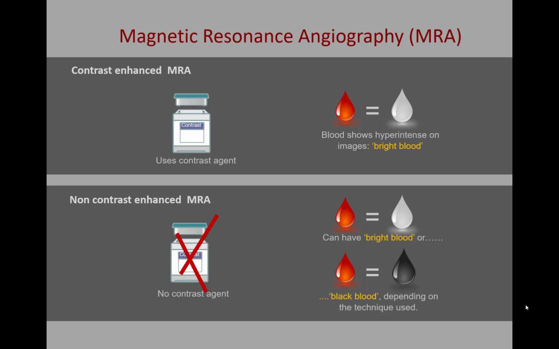There are also non-contrast enhanced MRA techniques available. With these, we don't use or need contrast agent. So that will save us the cost of contrast agent and also eliminates any safety concerns we could have with the use of the agent. Non-contrast enhanced MRA isn't just one technique. There are many different options available to us. These can be either bright blood techniques or black blood techniques. So obviously, depending on which you use, blood will either appear hyperintense or hypointense.